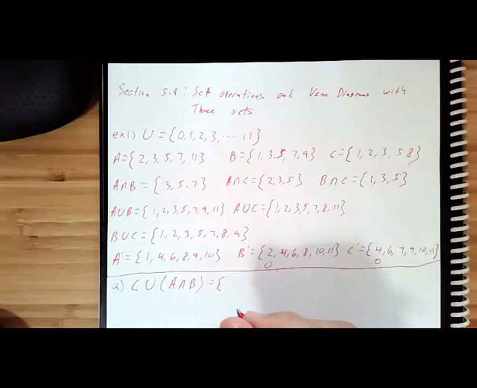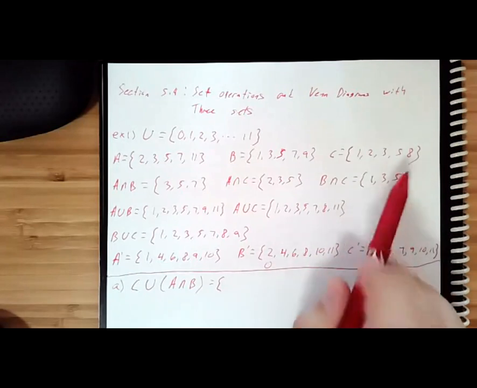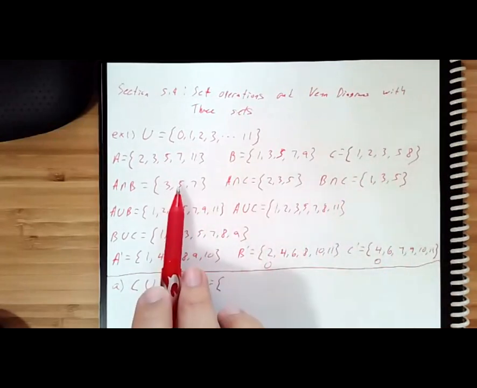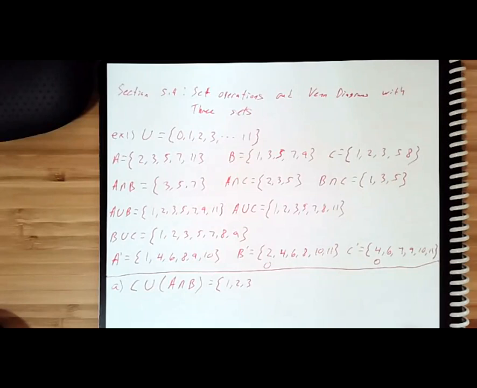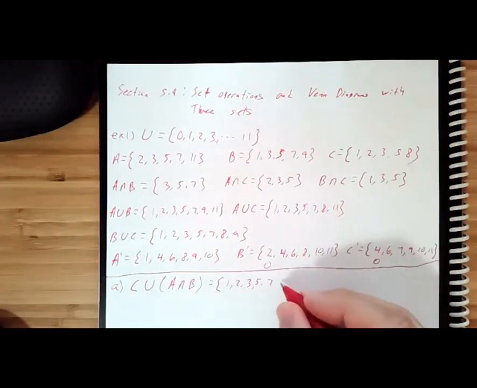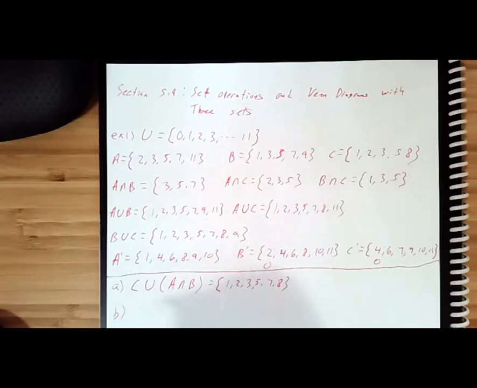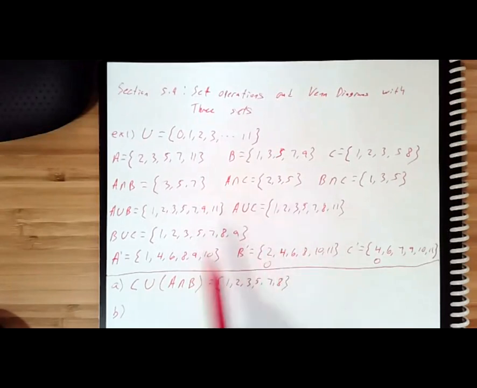We're going to combine the C and the intersection. See it? So that will be 1, 2, 3, 5, 7, 8. Yeah, that's it. That's the answer, part A. See how it's easier once you got everything set up, right?